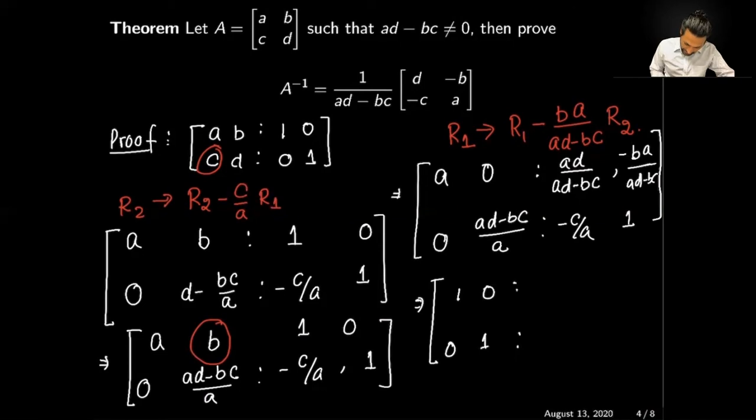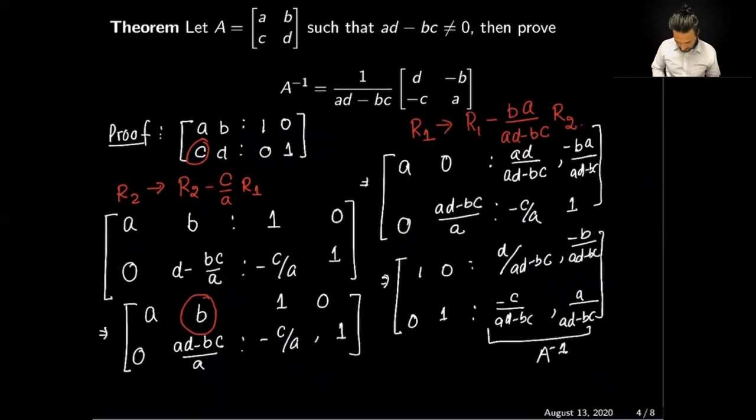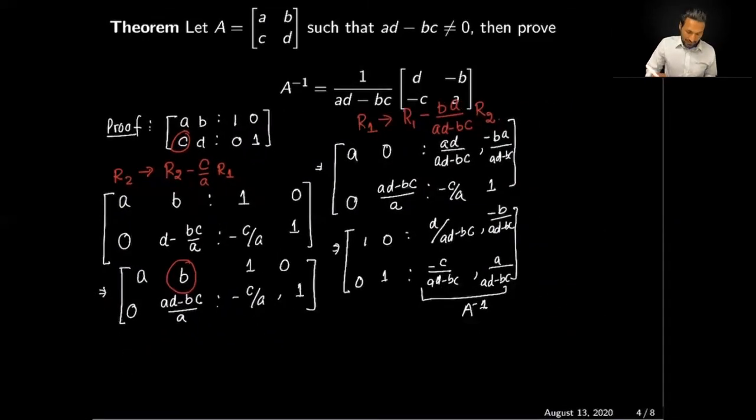If we divide by A, it will be D divided by AD minus BC, and that will be minus B divided by AD minus BC. If we divide by AD minus BC on the last row, this will give minus C divided by AD minus BC, and that will be basically A divided by AD minus BC. As you can see, this is our inverse matrix, A inverse.